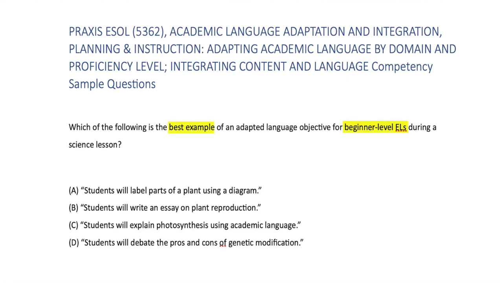I've highlighted the restrictive language in this question, which is best example, as well as the focus is beginner level English learners. So keeping that in mind, let's see what makes a strong language objective at that proficiency. There are three objectives here, or three lessons that seem very high level for beginner English learners. Option B, C, and D are all targeting complex demands.